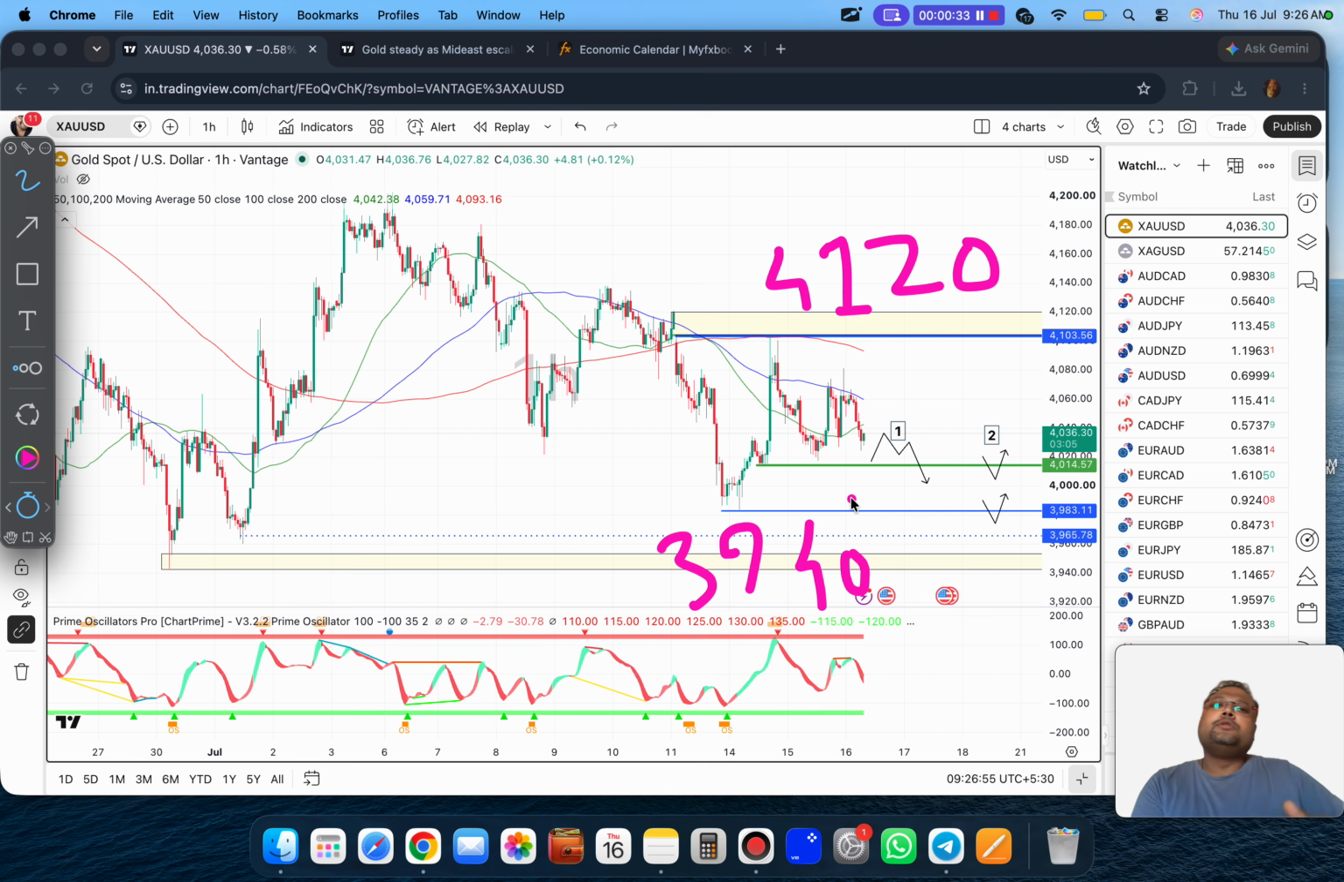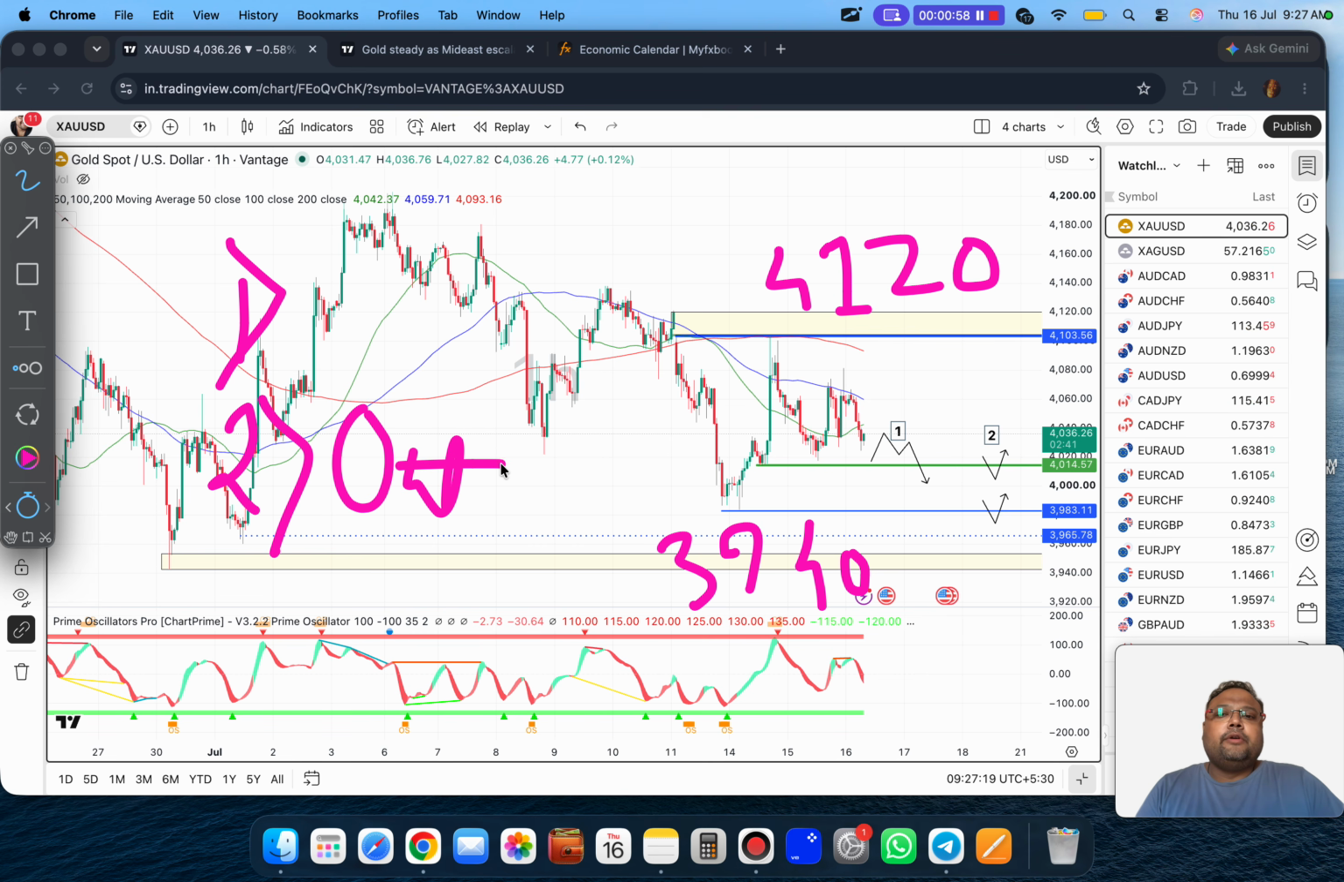As I have already posted on the group as well, my dear friends, right now we need to plan our trading strategy on gold in two parts. The first part is when gold is trading inside the range, means when gold is trading between 4120 and 3940. And the second part will be when gold will be out of the range. So right now gold is inside the range, so we won't be discussing part 2, means when gold will go for a breakout or when gold will be going down below 4000. No, we are not discussing that part.